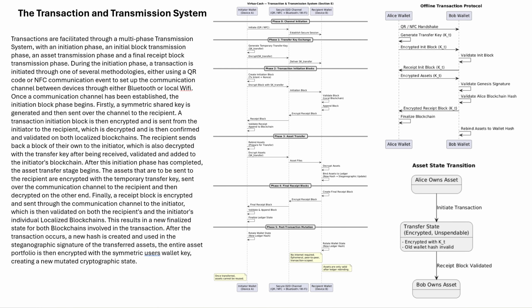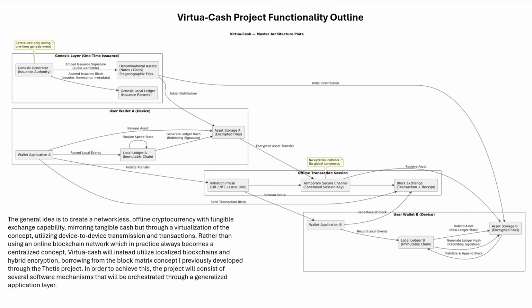So we'll come back to the first thing here. These are the final words I'll go into now that we've described everything. We can see how, now that we've gone through the whole ecosystem and how everything will work in the Virtual Cash project, this master architecture plate will make more sense. So the Genesis layer again is its own mechanism. It's an application of its own.